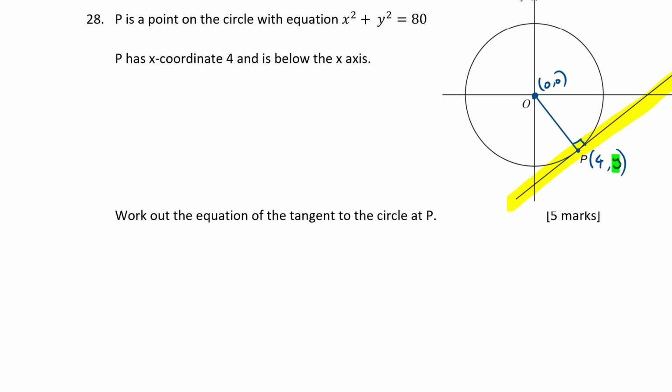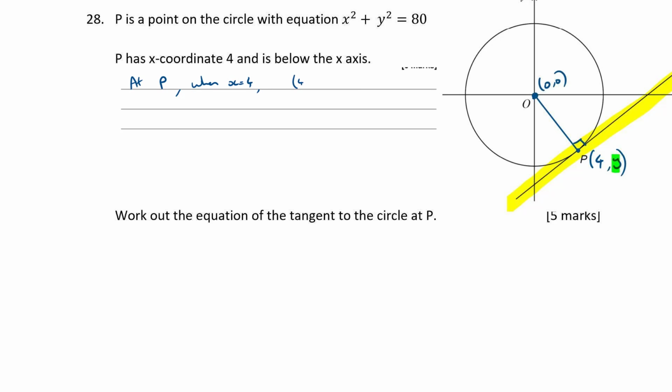So the first thing we need to know is the y coordinate of P. So at P, when x equals 4, then y is going to be, well, the equation of the circle is x squared plus y squared is equal to 80, isn't it? So we're going to get 4 squared plus y squared equals 80. So 4 squared is 16, so then y squared is going to be 80 minus 16, which is 64, giving you values of y as plus or minus 8.